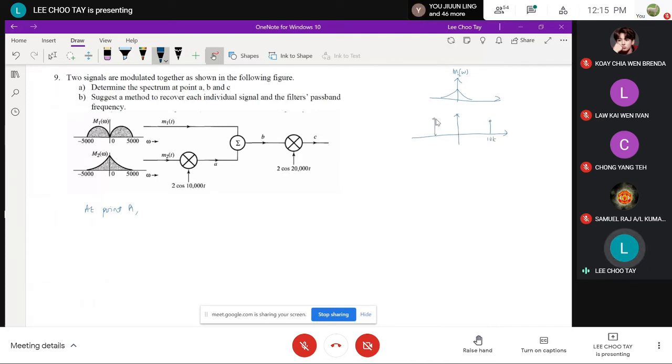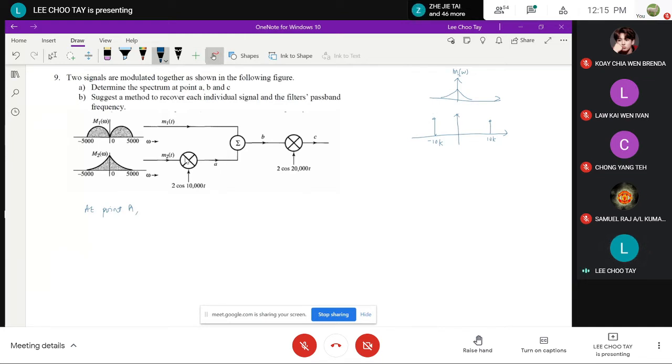I hope you have taken the time to actually draw the frequency spectrum for question 1 and question 2 yourself. If you have done that, then this question will be easy. If you haven't, then you'll be totally lost. So let me warn you first: you better go through it.